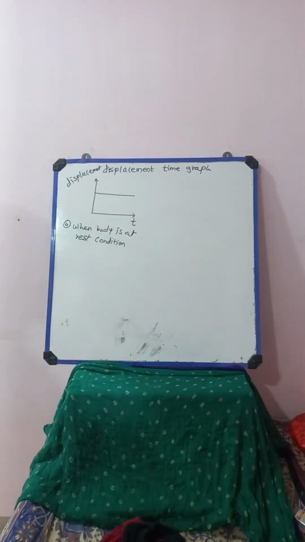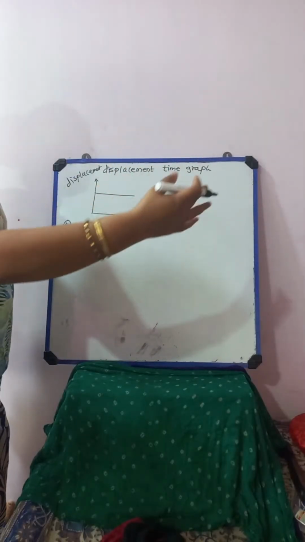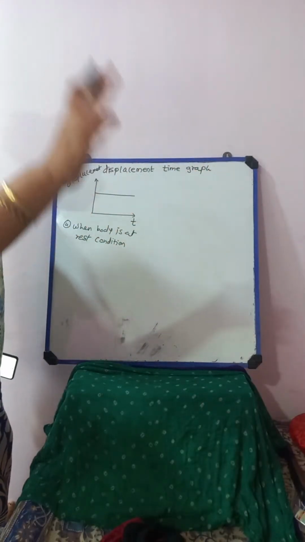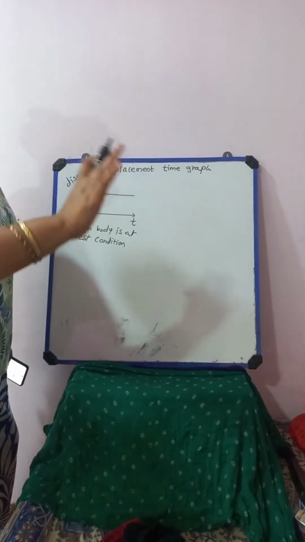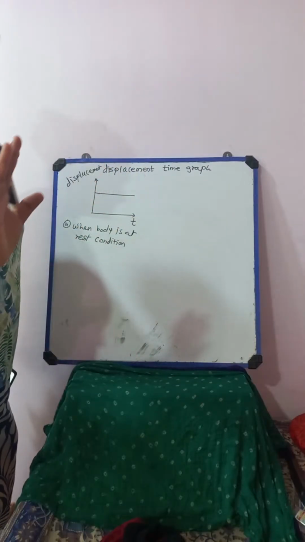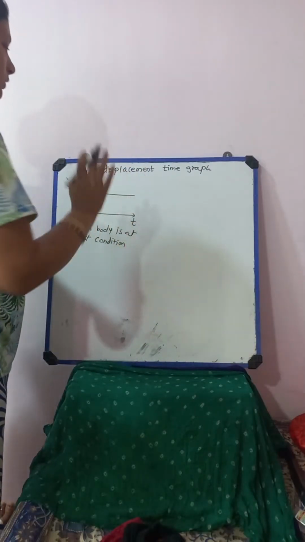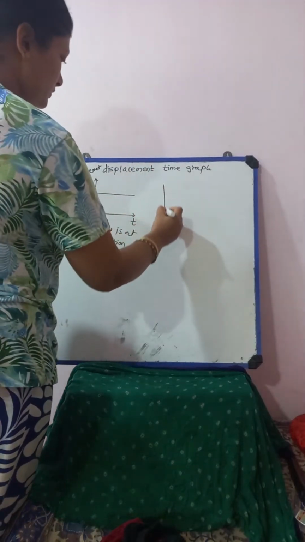It is not at all moving, there is no motion you are observing. You are increasing the time, time is changing, but that object is there only, that means it is in a rest condition. The object does not show any movement. So this straight line is nothing but the object in a rest condition. Suppose the body is moving with constant velocity.